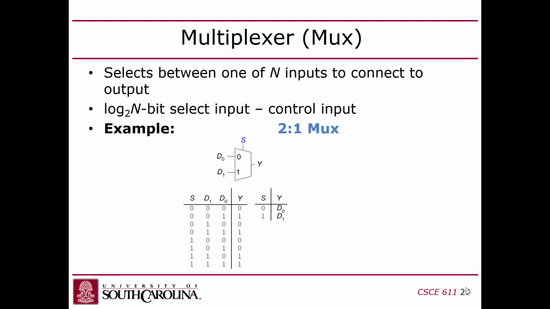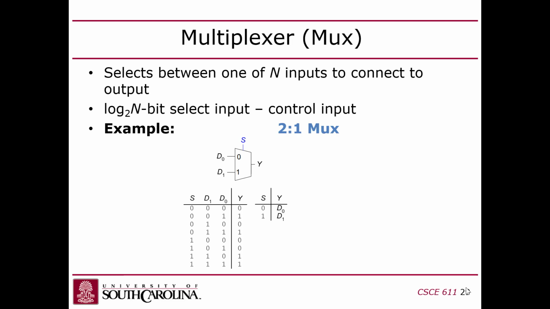And then it has a select, where the number of bits of the select is the log base 2 of the number of inputs. So if you have 2 inputs, there's a 1-bit select, right? Because you take the log base 2 of 2, you get 1. And the select is what you use to connect a specified input to the output. When I say connect, think of it like shorting it, connecting it, right?